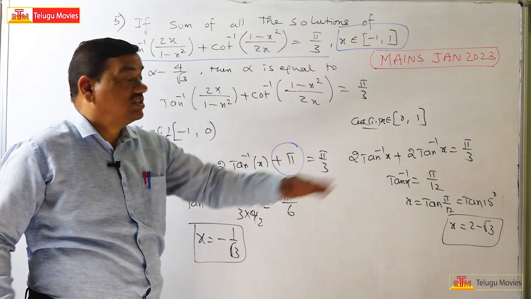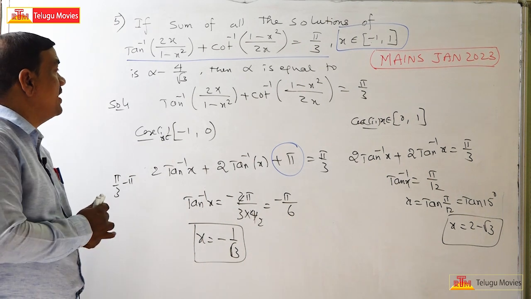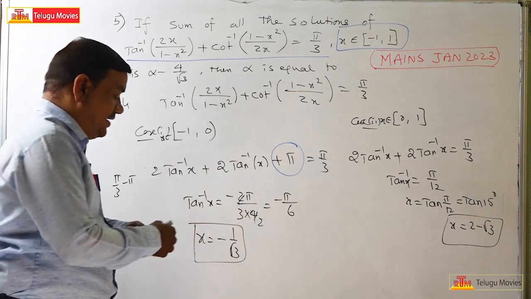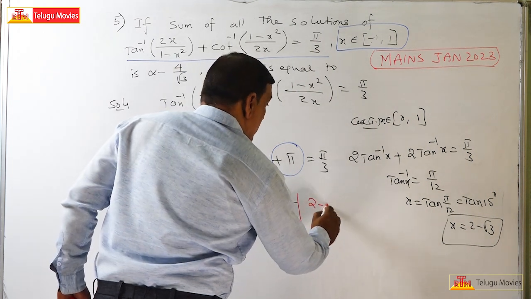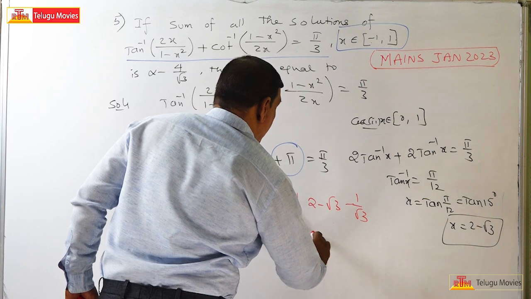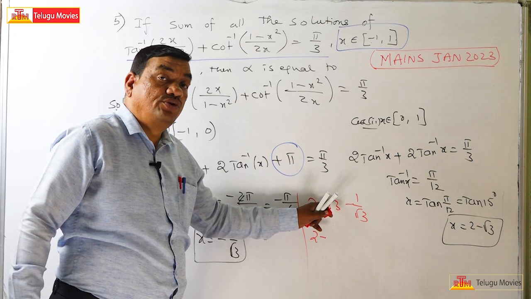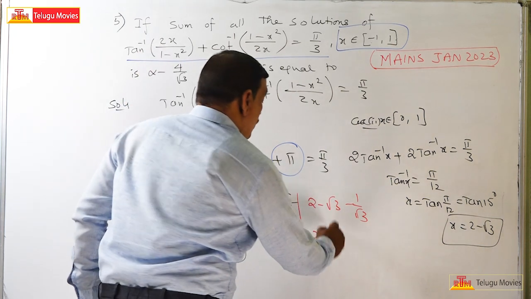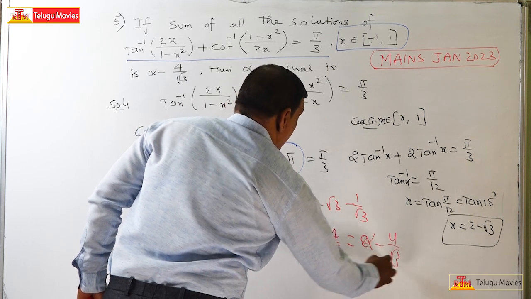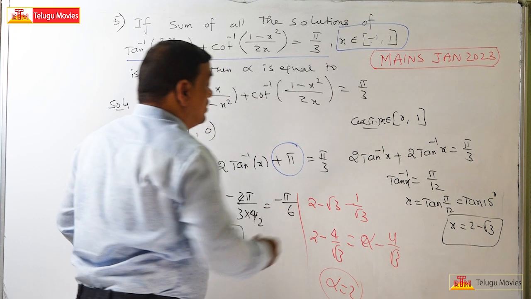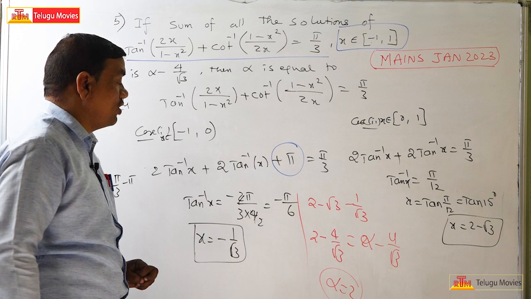So first solution, second solution. He is giving that sum of the solutions is equal to alpha minus 4 root 3. So let us add these two solutions. That is 2 minus root 3 minus 1 by root 3. 2 minus root 3, how much here? Root 3, 3, 3 minus 1, 4. 4 by root 3. This is given as alpha minus 4 by root 3. Therefore, if you compare both the values, alpha is equal to 2. Understand this? So this is the solution of the problem.